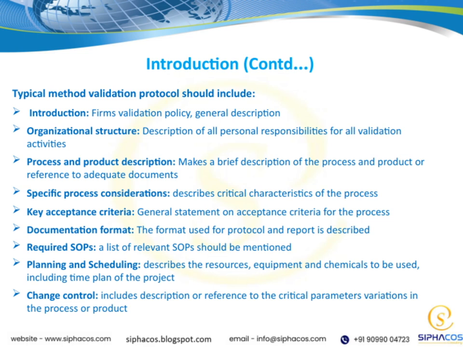Then, there's the process and product description. We give a brief overview of the process itself and the product involved, or refer to the relevant documents that provide this information. This helps ensure everyone is aligned on what exactly is being validated. We also include specific process considerations, which highlight the critical characteristics of the process. These are the key factors that could impact the validity and quality of the process and must be carefully monitored.